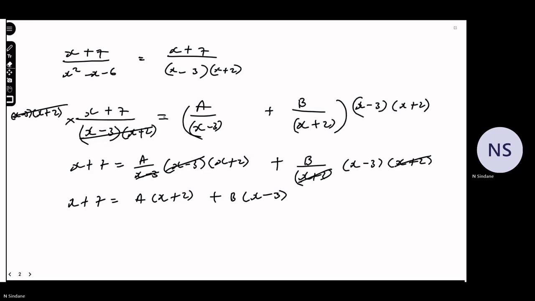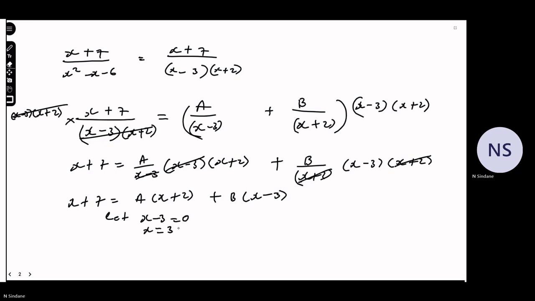Now, we use the elimination method. We can eliminate a when its bracket is 0, and b will be eliminated when its bracket is equal to 0. How do you make sure that the bracket is equal to 0? Let's start by eliminating b. To eliminate b, I'm going to let the bracket x minus 3 be equal to 0. Then x is equal to 3.